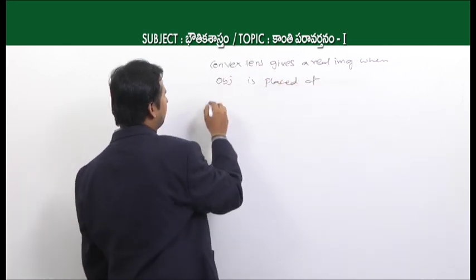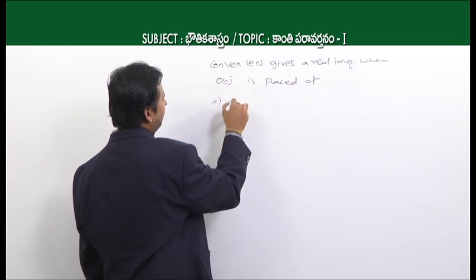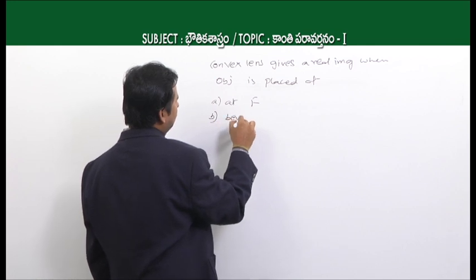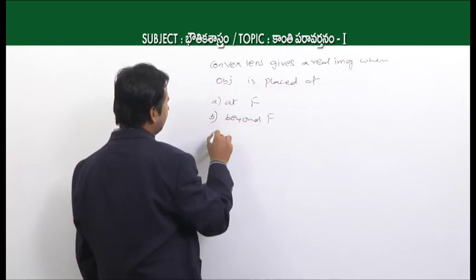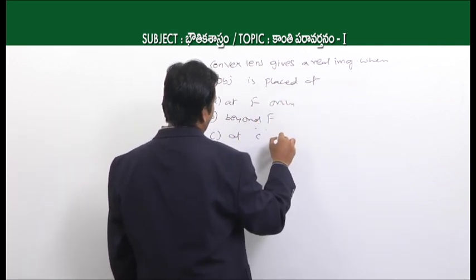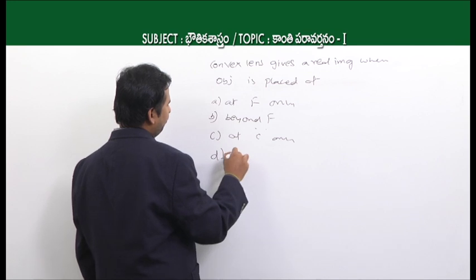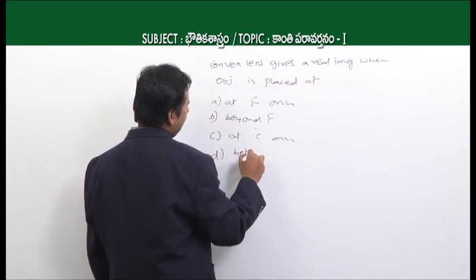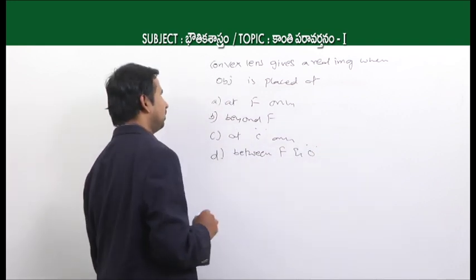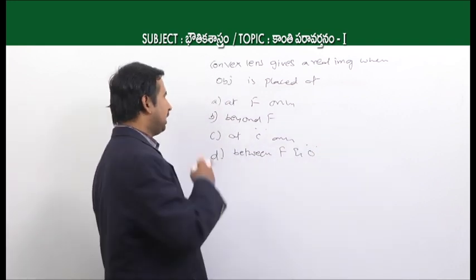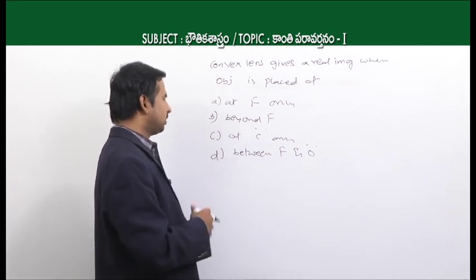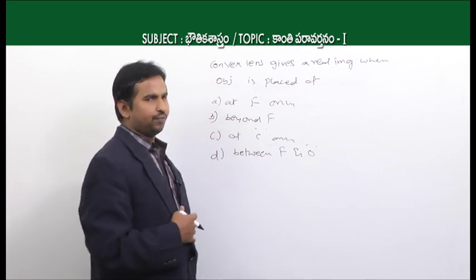The options given are: A, at focus; B, beyond focus; C, at C, the center of curvature; and D, between focus and optic center. Now, does a convex lens give a real image when the object is placed at focus only, beyond the focus, at C, or between F and O?